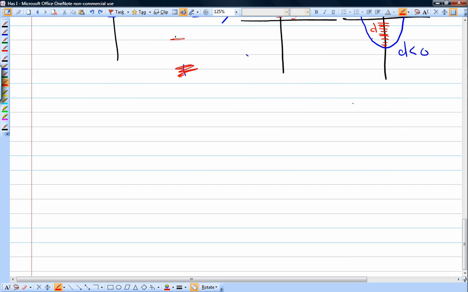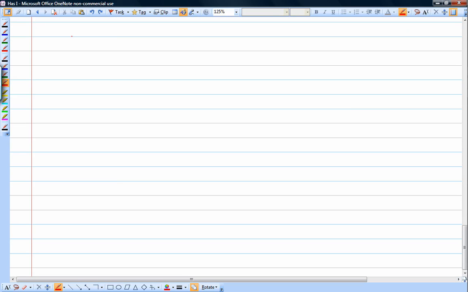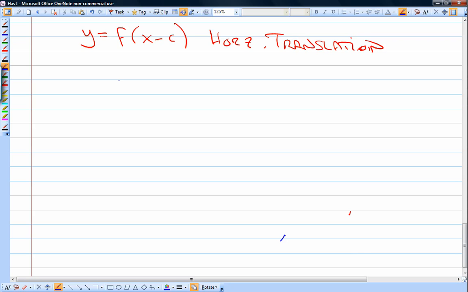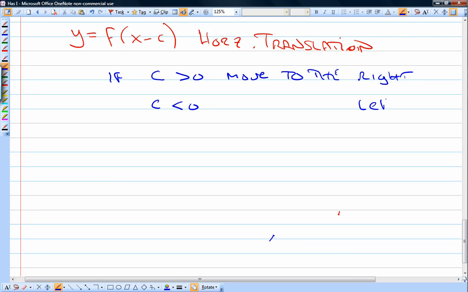Okay, the harder stuff now. Harder stuff is looking at stuff that happens to the x variable. So we'll look for horizontal translation. Now, the thing we have to remember about this is stuff goes backwards. Okay, so what I mean by that is if c is greater than 0, we move to the right. That seems to make sense. C less than 0, we're going to move to the left.